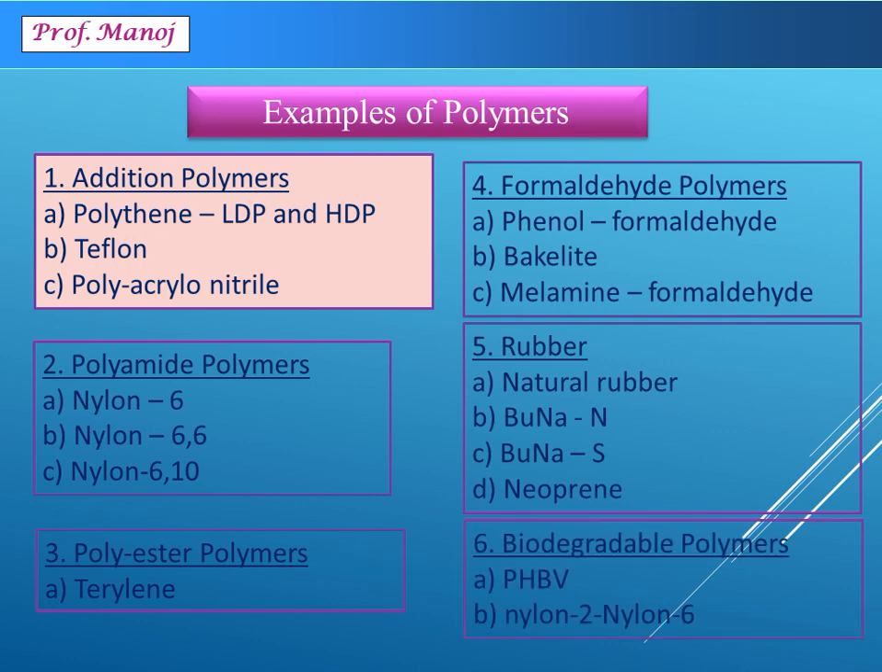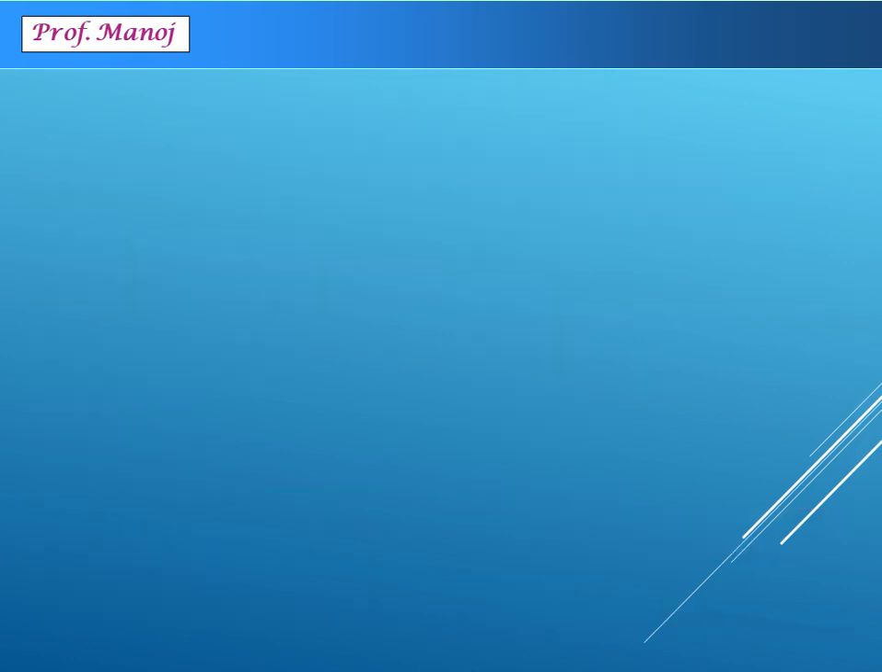First, the addition polymers. Second, polyamide polymers, which are also called nylon polymers, polyester polymers, formaldehyde polymers, different types of rubber and biodegradable polymers. Let us begin with the simplest of all types, the addition polymers. As the name suggests, addition, they will be obtained by addition polymerization of a single substance. So they will also be under the type homopolymer.